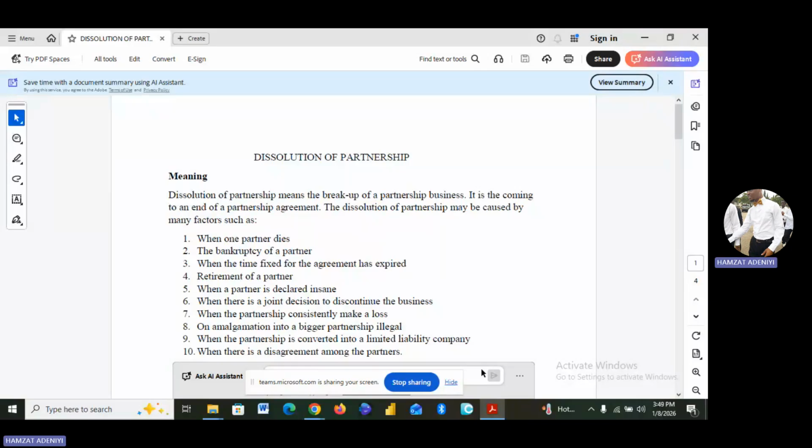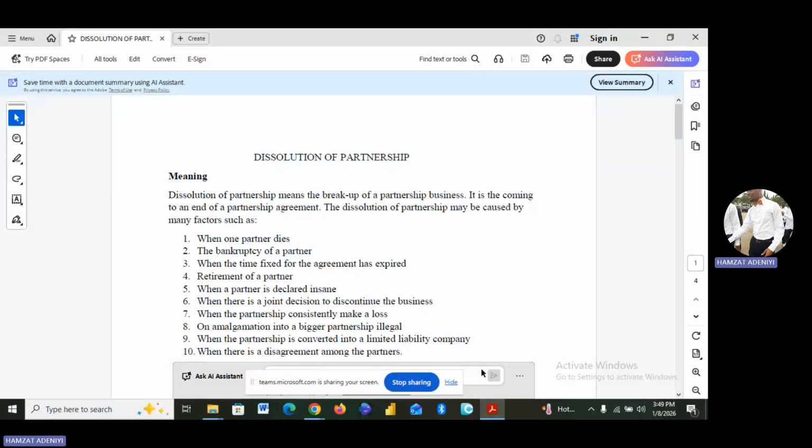We are going to talk about the meaning. These are the learning objectives for the topic. We have to know the meaning of dissolution of partnership. We should be able to state, as students, the causes of dissolution of partnership business. And also, we are going to look critically into the Partnership Act. What are the parameters? What are the sections that deal with dissolution of partnership? Also, we are going to look into the accounting entries that will be executed when a partnership business is dissolved. First, let's talk about dissolution of partnership.